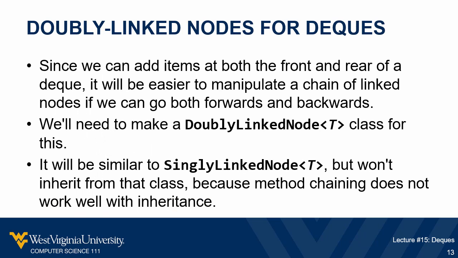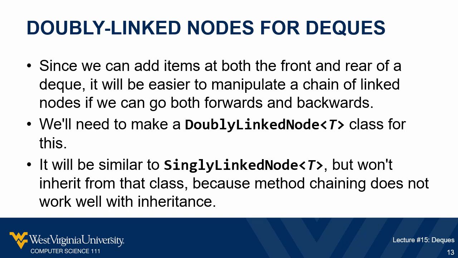In working with our deck, since we have the ability to add and remove at both the front end and the rear end of the deck, it's going to be easiest for us if we have nodes that will allow us to go forwards and backwards, or in other words, doubly linked nodes. We're going to go ahead and make a doubly linked node class for us to use.